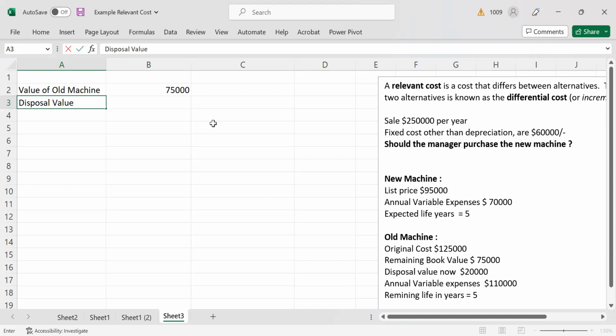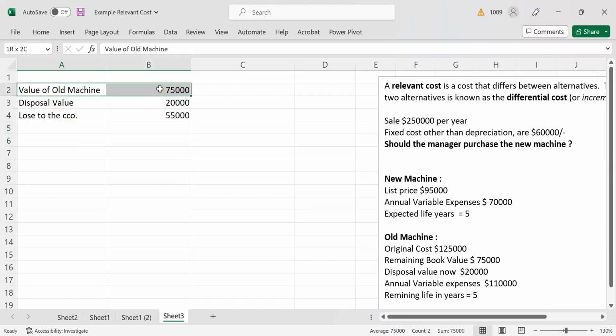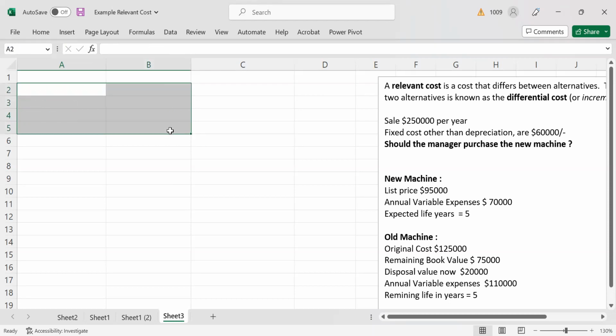Disposal value means that by selling this machine you will be getting only $20,000, and the remaining amount will be $55,000. That would be the loss to the company if they buy a new machine and sell the old one. But this is an incorrect analysis. This analysis is not right. So what is the right way to do this? This is the proper way.